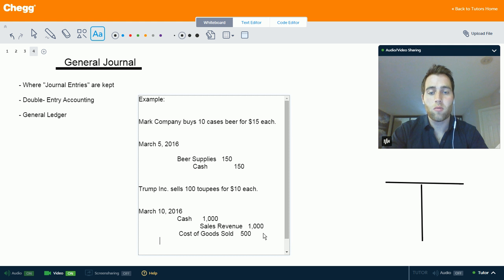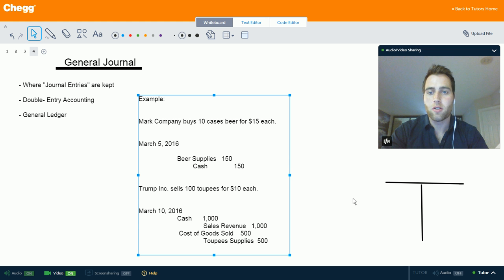And then we're getting rid of the toupees, right? The business no longer has those toupees, it sold them. So we want to credit our toupee supplies for $500 because we no longer have those $500 worth of toupees. Okay, so those are two examples of journal entries you might see. There's the purchase of an asset and a sale. There's a bunch of different transactions that could happen. You could sell stock. You could have a gain on an investment that you have. There's a ton. We couldn't possibly go through them all right now, but you'll learn them as you go. And there's a certain method to each one.